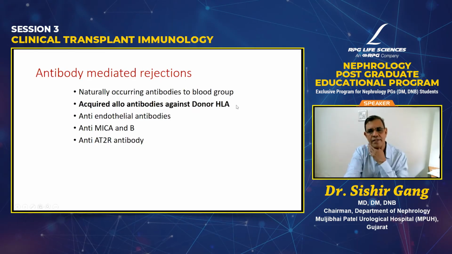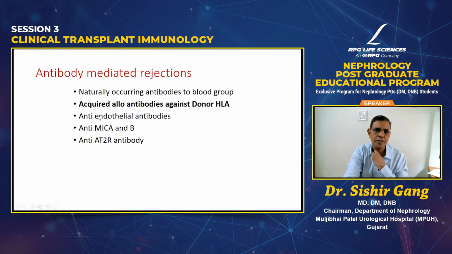We all know HLA antigens. We have class 1 and class 2. In class 1, we have A, B and C. And in class 2, we have DR, DP, and DQ. Now, all these antigens are polymorphic. That means different individuals have different antigens, and therefore you will mount antibodies to them.